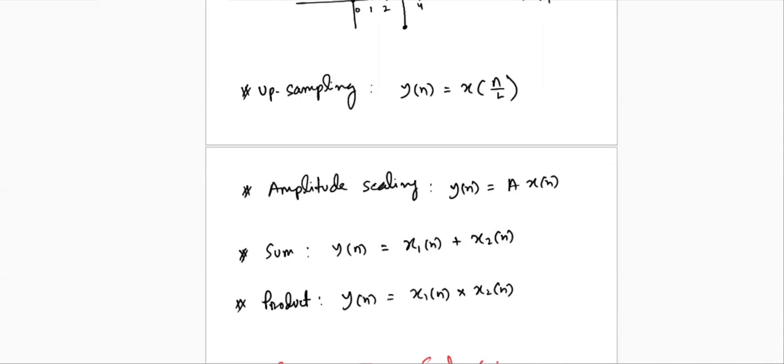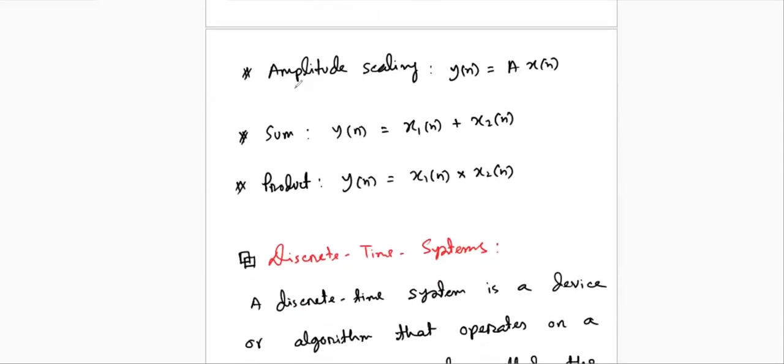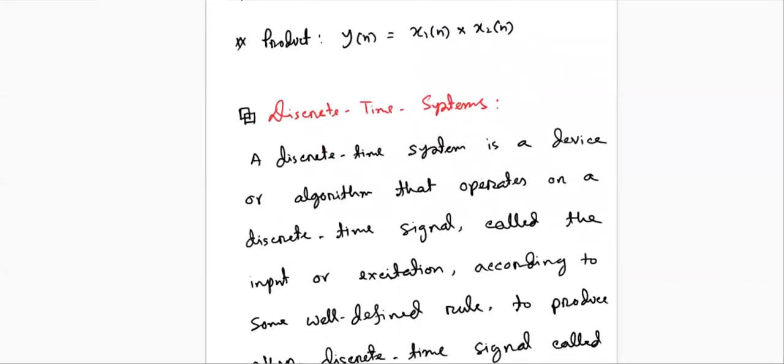Very quickly, there are some other operations like amplitude scaling, summation, and products. Those are very simple tasks. How they can be represented by equations has also been given here. Okay, discrete time system. We may define the discrete time system.